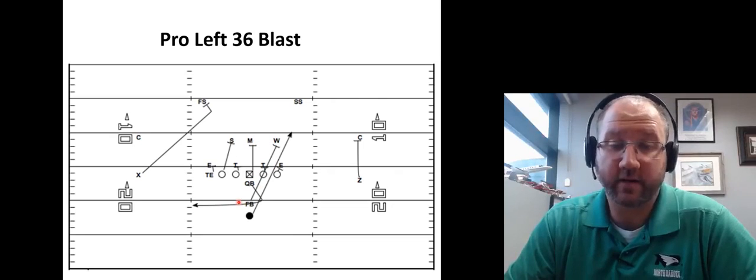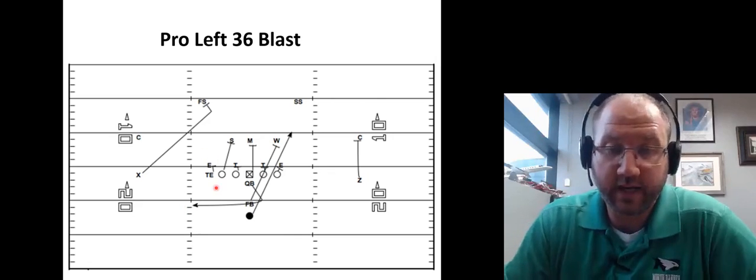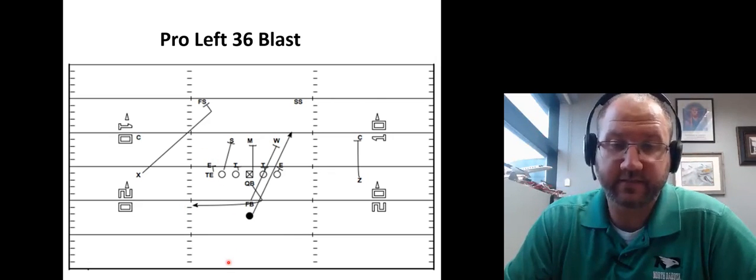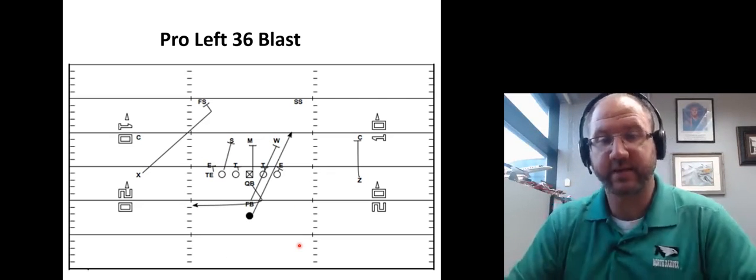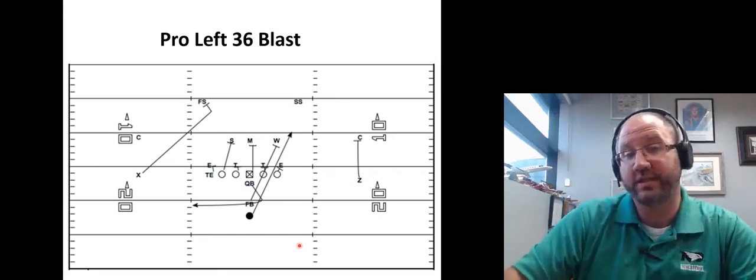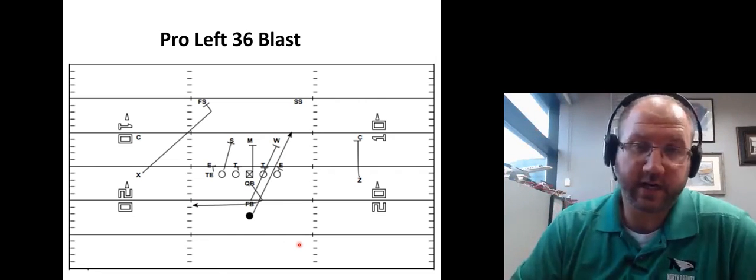And again, quarterback, on all these plays, make sure you're bootlegging away after you hand the ball off. That helps freeze the defensive end on the outside. So that is a breakdown of the blast plays. If we do this correctly, we should get pretty good yardage out of this run.